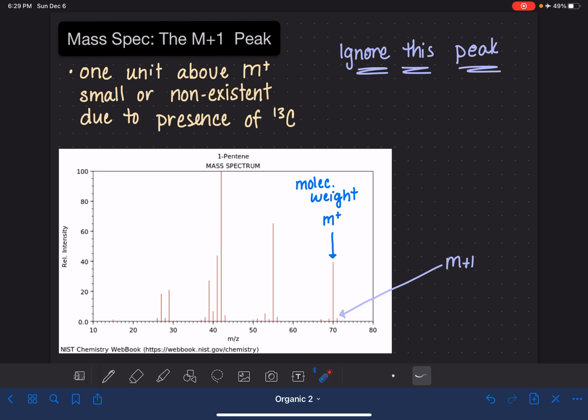And just keep in mind that it is due to the presence of carbon-13. It's not really anything that you need to analyze or pay much attention to.